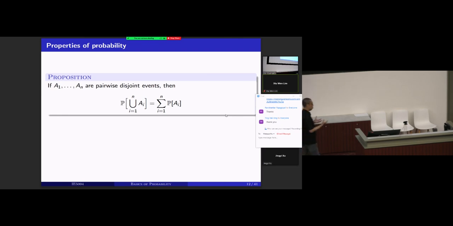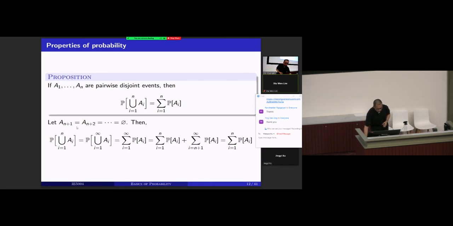How to use that? If we have only finitely many events, of course, we can add more empty sets to make it infinitely many, right? So the idea is pretty straightforward. We just define A sub n plus 1, A sub n plus 2, and so on. We just add infinitely many empty sets to make all of them pairwise disjoint, right? Because A1 up to An are already pairwise disjoint, then if we add many empty sets, they're also pairwise disjoint. It does not matter, right? Because empty sets have nothing.